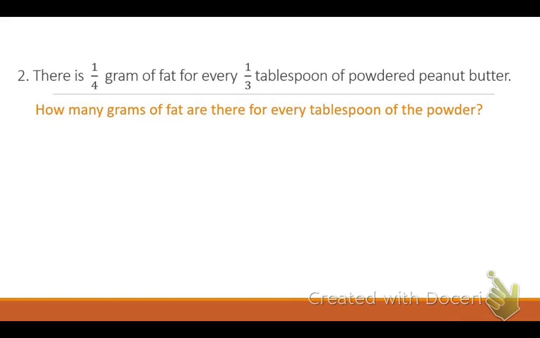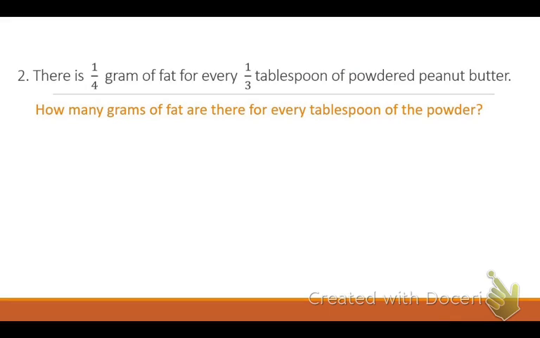All right, problem number 2. There is 1/4 gram of fat for every 1/3 tablespoon of powdered peanut butter. Now powdered peanut butter, this is like for a shake, like a protein shake or something that you're putting it into, okay? How many grams of fat are there for every tablespoon of the powder? When it talks about every tablespoon, how many tablespoons is that talking about right there? Only 1 tablespoon. Every tablespoon means 1 tablespoon. Talk to your partner and see if you can figure out the answer to this.